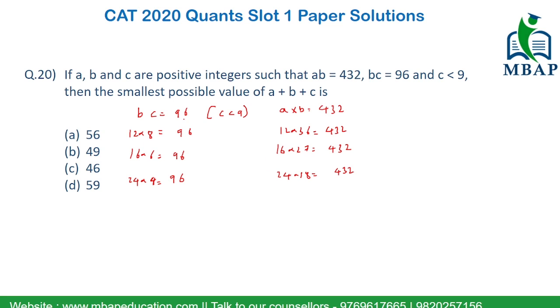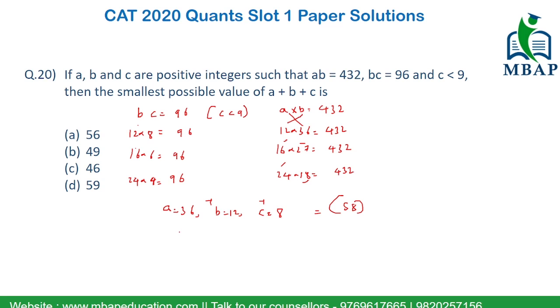Now B value is 12, 16 and 24 respectively from here. So you have to assume B is 12, 16 and 24 and A is basically 36, 27 and 18 that we can assume. So one possible solution of finding the minimum sum of A, B and C will become A equal to 36, B equal to 12 and C equal to 8. If you add 36, 12 and 8, the final answer will come out to be 58.